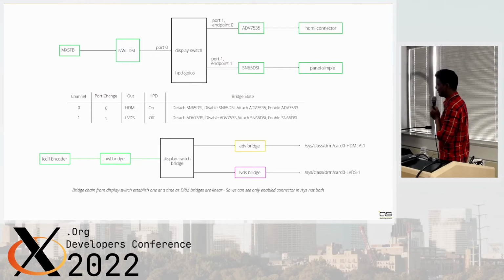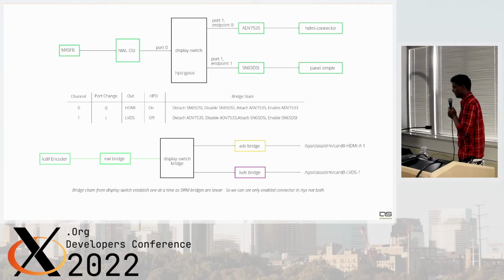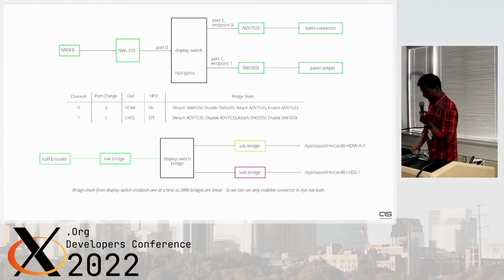7 bridges. Each bridge can be accessible, as the pipeline will change during runtime by means of the display switch, by introducing the HPD interrupt handler. Since these are not initialized at runtime for the two different connectors, only one connector can be accessed at a time. So you can see only either HDMI-A or LVDS-A at runtime. That is how the switch looks here.